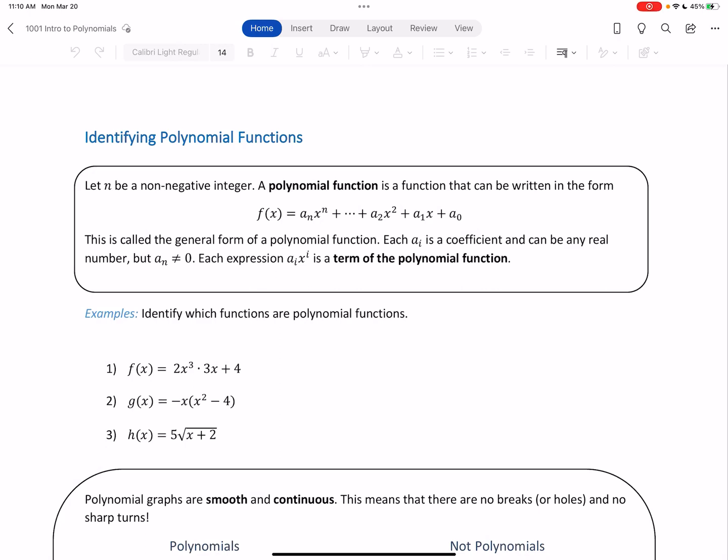Okay, let's talk about polynomial functions. So it turns out we've seen a lot of polynomial functions already, and maybe we just didn't recognize them as such. So linear functions, lines, they're polynomial. Quadratic functions, parabolas, those are polynomials.